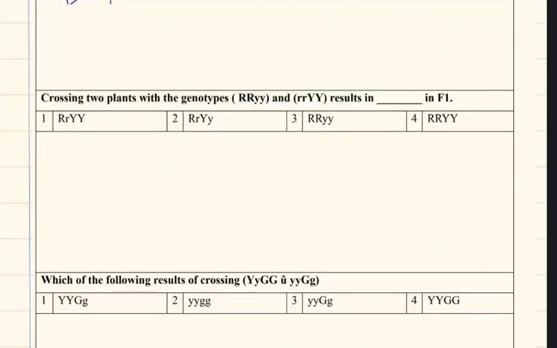It says crossing 2 plants with the genotype. This is the first and this is the second, result in F1. Let's do it. The first one is R capital, Y small, Y small. This is the male and this is the female, R small, Y capital. How many gametes will I make out of this? It's going to be 1, R capital, Y small. Can I have any other one? No, because all will be the same.